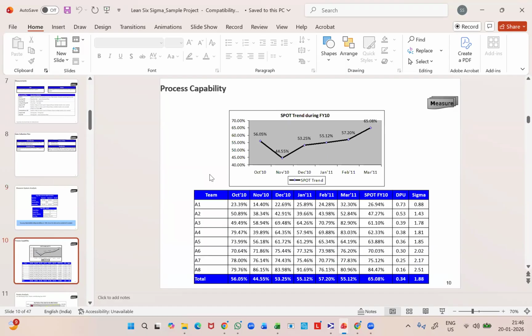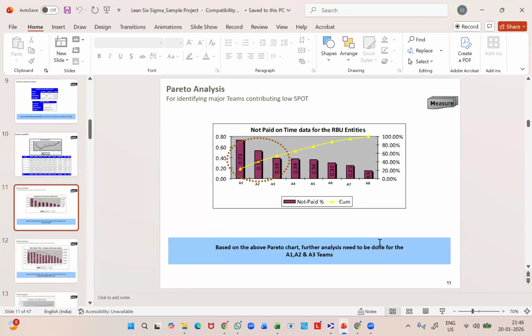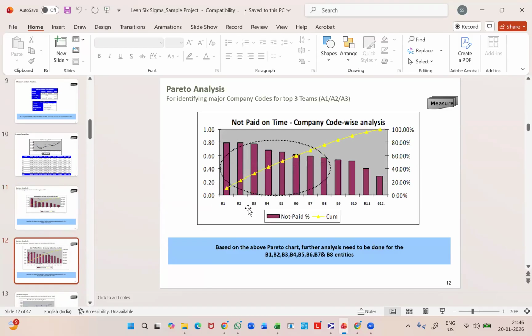And then we calculated the baseline process capability. So the sigma level at a sub-process level is also calculated here. And the overall sigma level for the baseline performance stands at 1.88. As we can see, the spot percentage is hovering around, say, some 52 to 55%. That's very, very low. And then we did a Pareto analysis just to identify the major sub-processes which are actually contributing to the low spot.